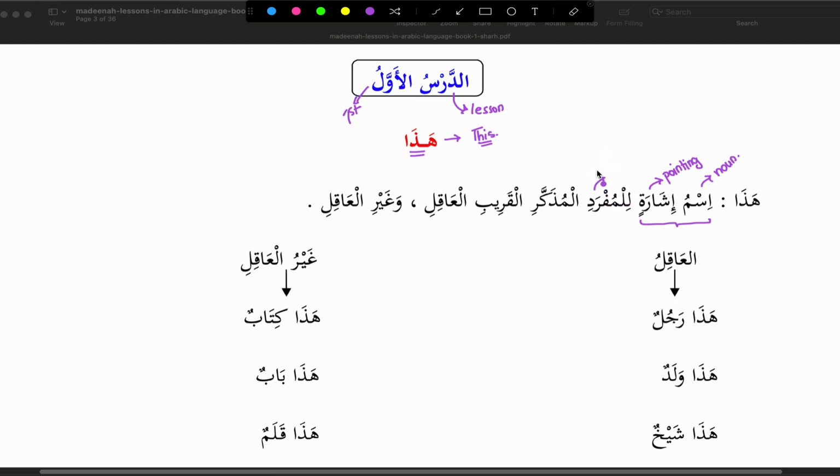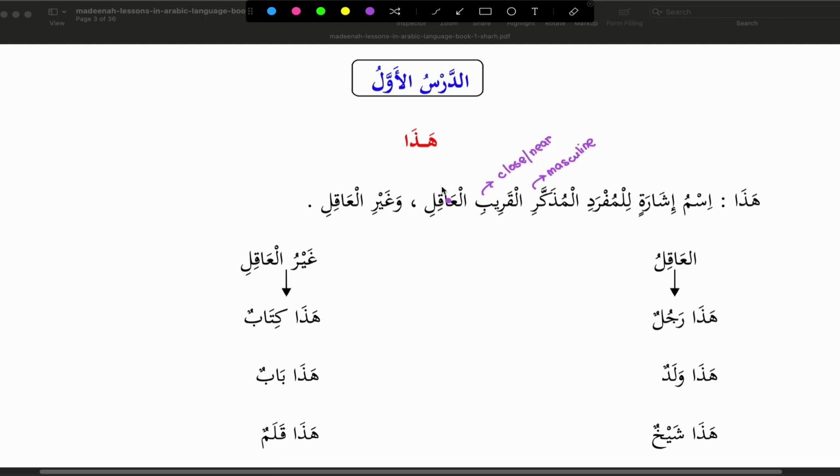Okay, for lil mufradi, for singular. Mufrad means singular. So ismu isharatin lil mufrad, so it's a pointing word for singular. Al mudhakkar means masculine. Al qarib means close, that is near or close.